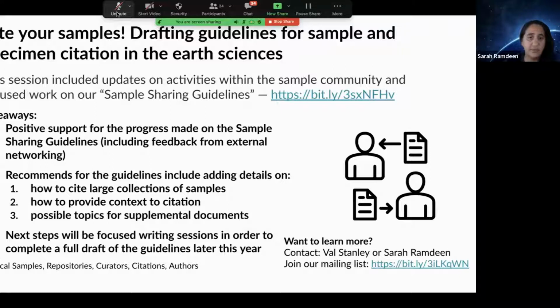Within the session itself, we spent some breakout time working on the guidelines in different sections, particularly focused on how to do peer review for sample citations, and also about data availability or sample availability statements. From the discussions, we had some really good comments for recommendations that we needed to include in the guidelines.